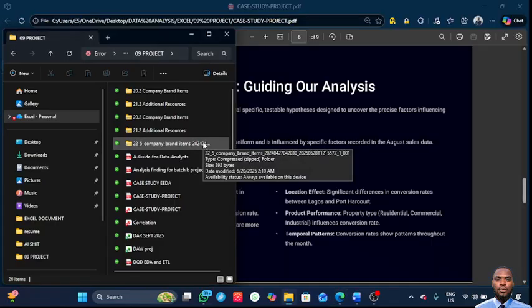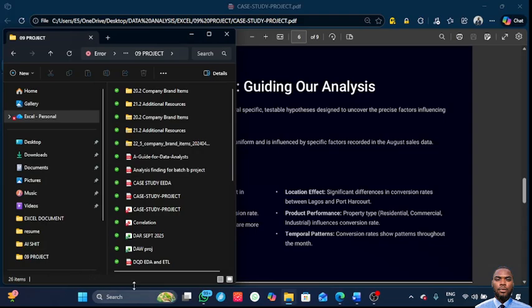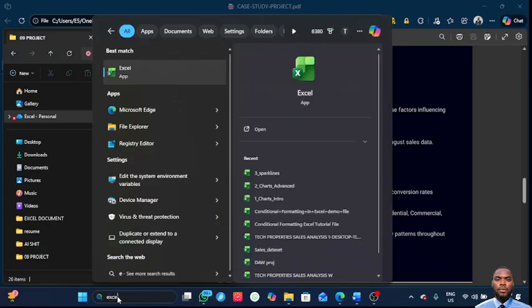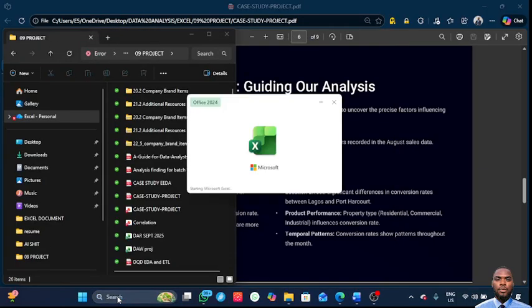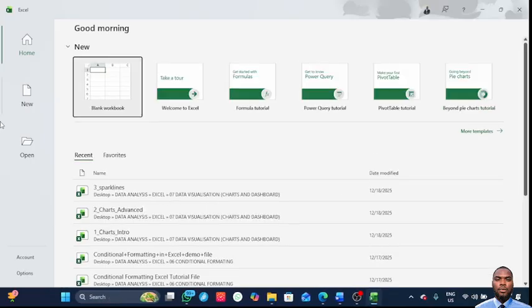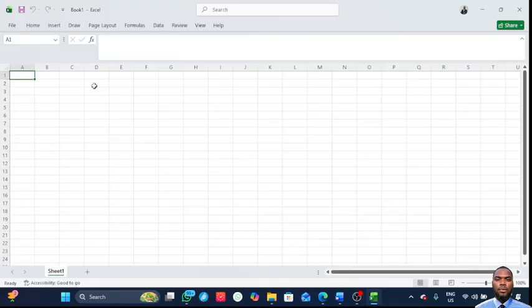So you have Excel. Open up an empty Excel file. A fresh Excel file. Like this.